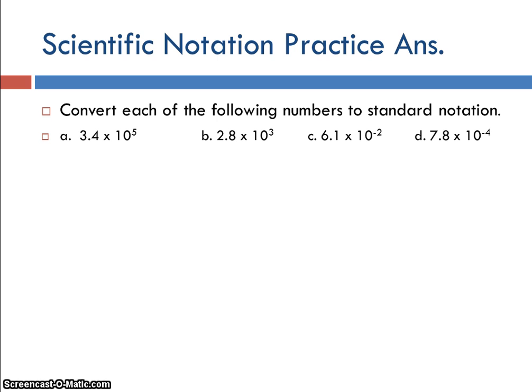If you moved it to the left, you'd be creating a number that's less than 1. So we know that couldn't be right. So you take the decimal, move it 5 places to the right, and then fill it in with zeros. So your answer would be 340000. Try the next 3 by yourself.